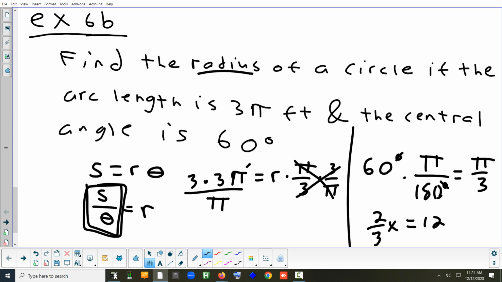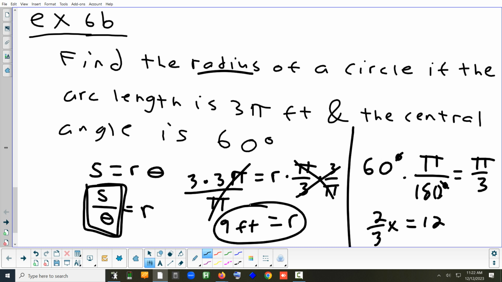The pi's on the left also cancel. I'm not saying everything's going to always cancel on the left like that, but on the right it should, because that's why you use the reciprocal. Okay. So what do I get for a radius? 9 feet. So there's an example where you're using the arc length formula and you found the radius.